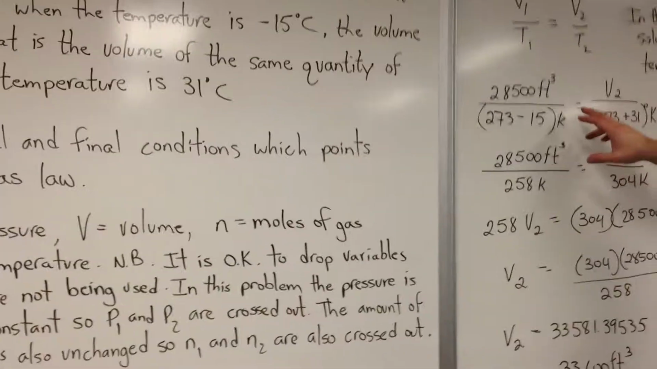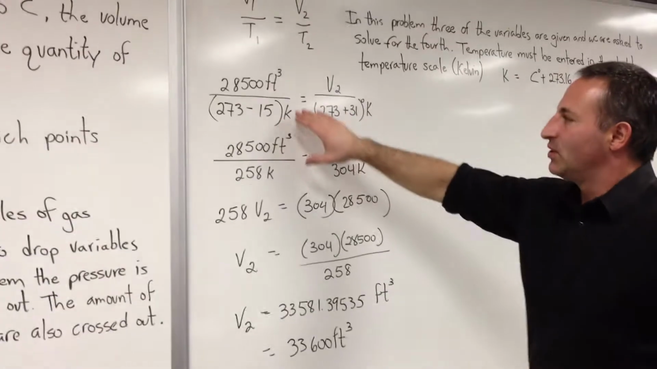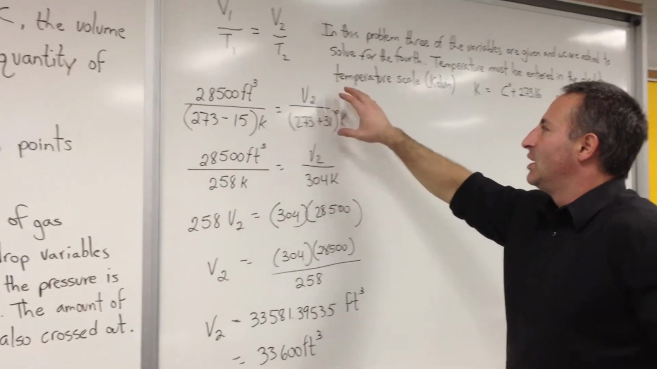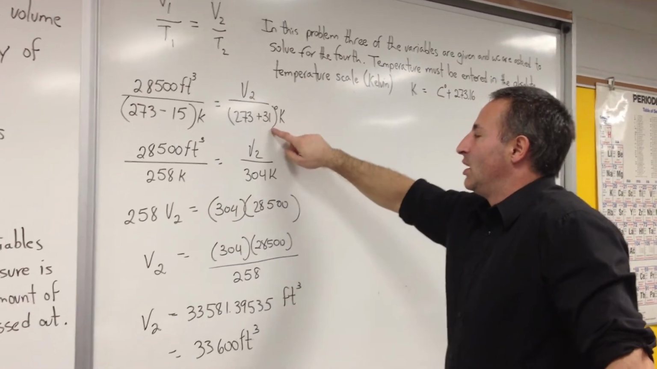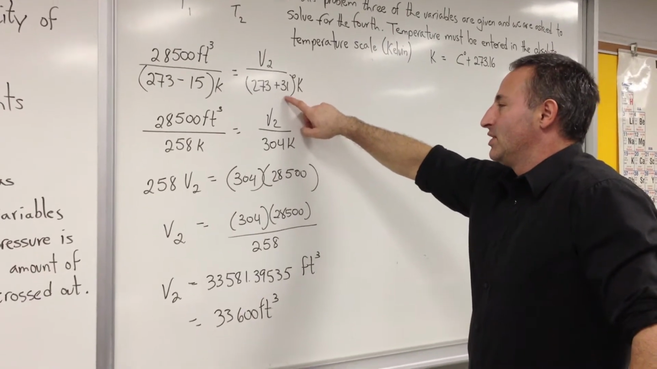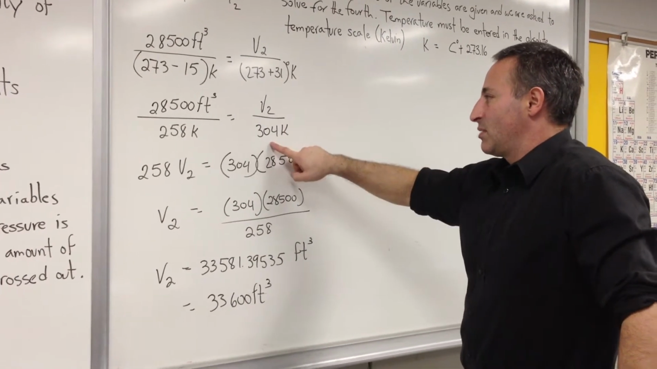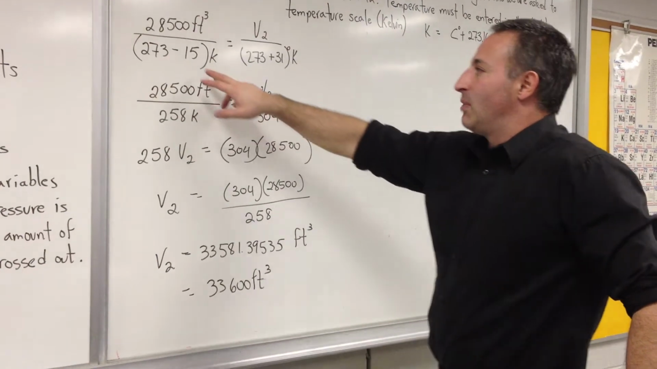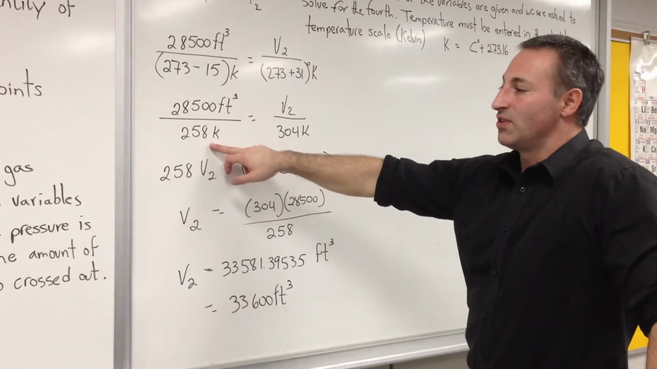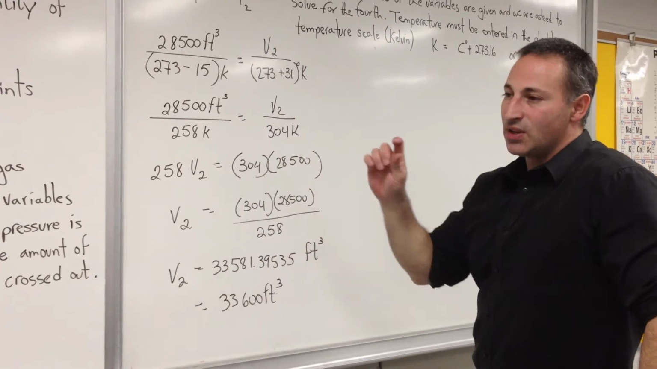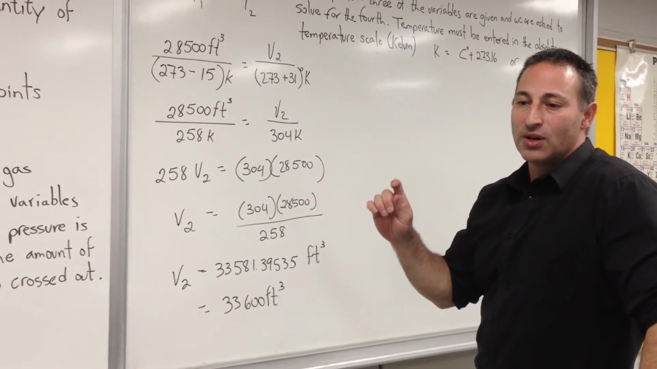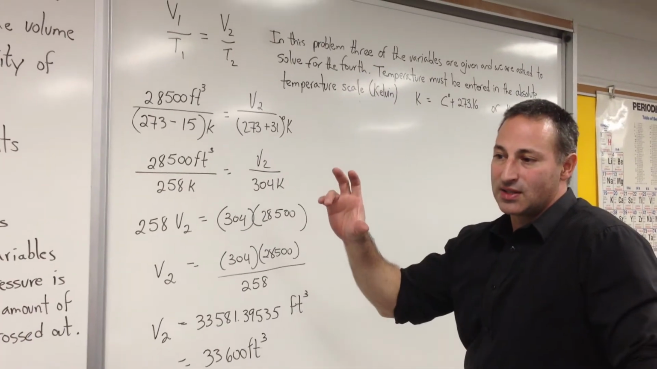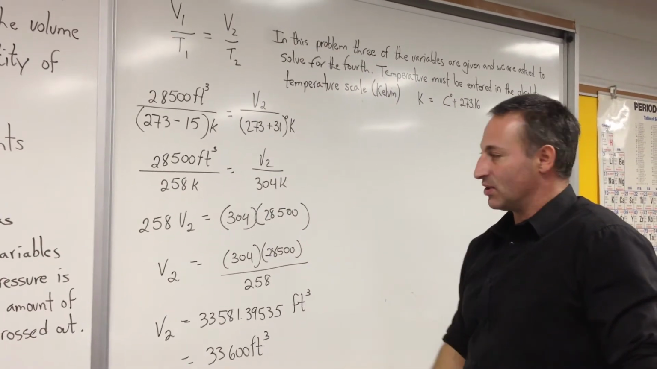So we enter the conditions, 28,500 feet cubed, the temperature in Kelvin. The final set of conditions, the final volume is the one thing we don't know. And the final Kelvin temperature, 31 degrees Celsius, is the same as 304 Kelvin. And minus 15 Celsius is the same as 258 Kelvin. So it's the same, degree Celsius and degree Kelvin is the same unit of measure. The only difference is that the scale has been slid down 273 degrees.